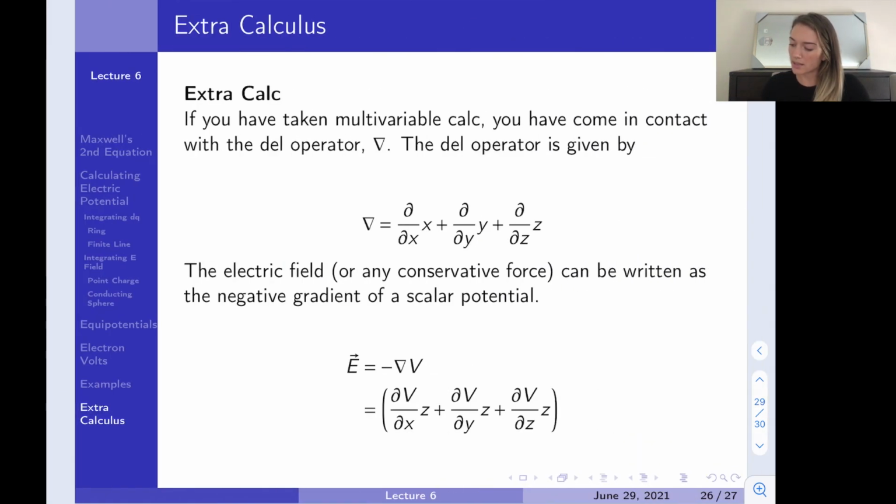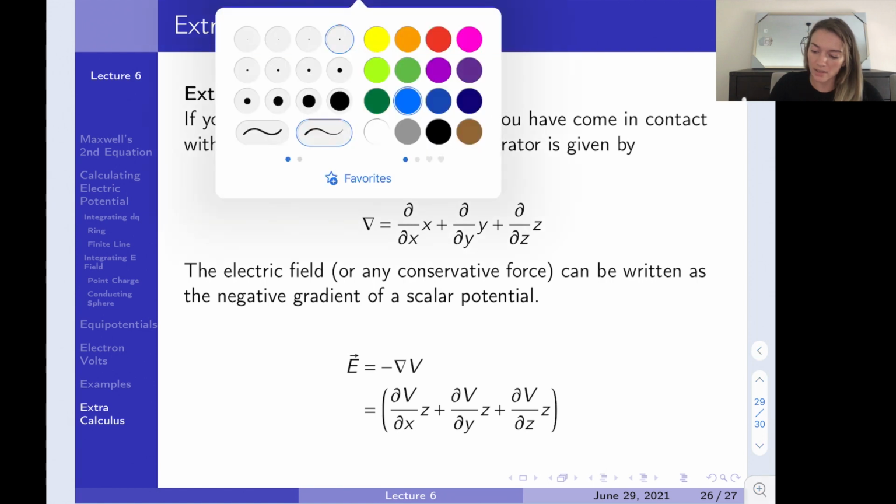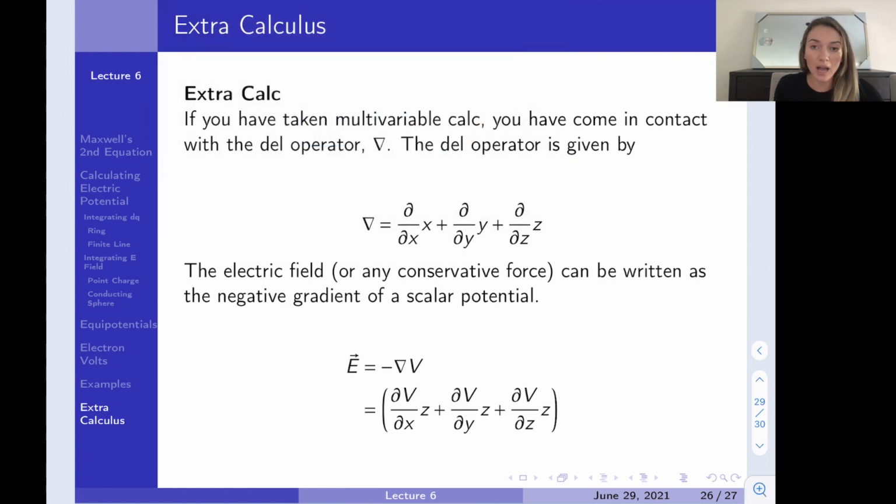So let's now just talk a little bit about some extra calculus. Now, I will not test you on this, so this is purely for fun. So I mentioned before the curl, and I should have little hats here. So we had our del operator, which is just a vector basically of partial derivatives. And so it's given by this, which I introduced a couple of lectures ago.